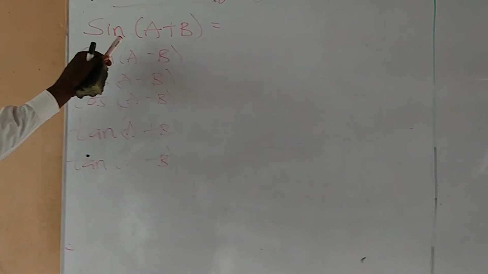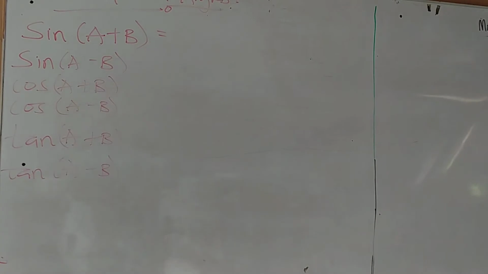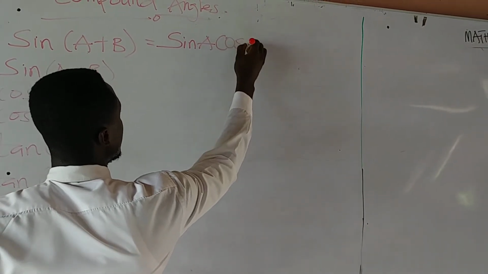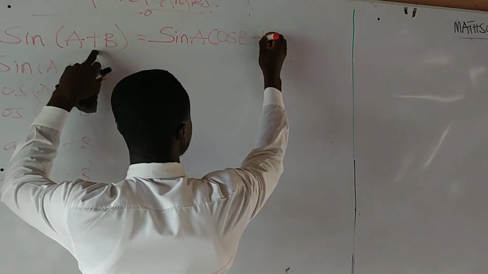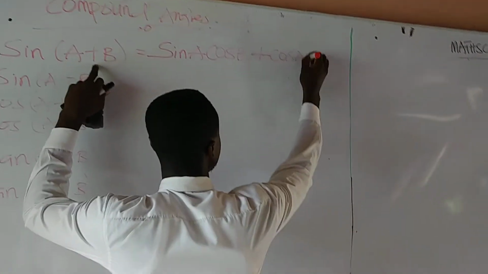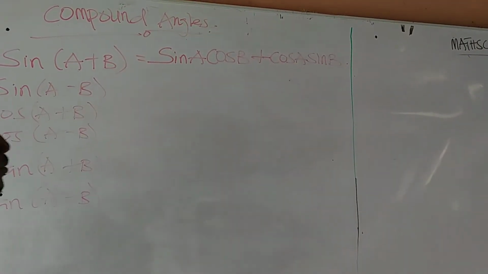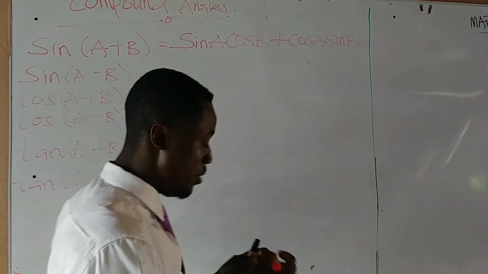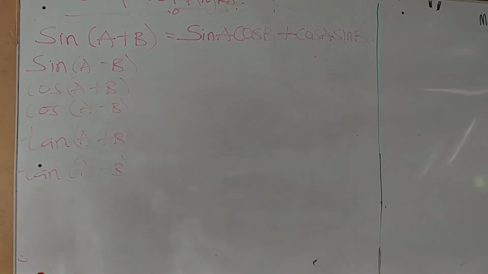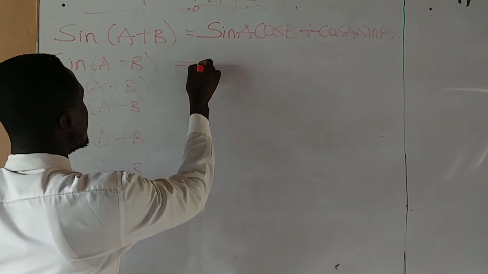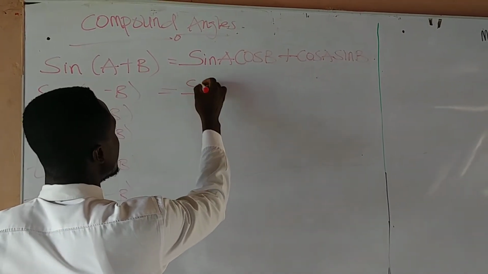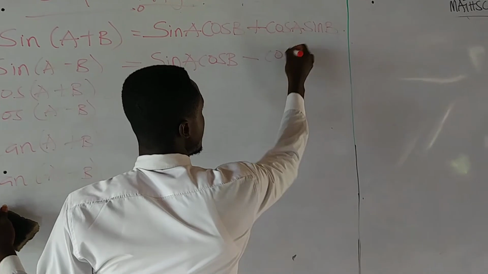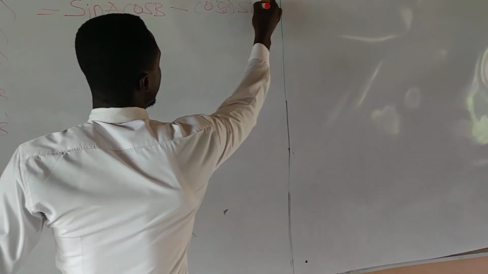Now, if you have sine A plus B, this can be expanded as sine A cos B plus, to bring the operation sign, cos A sine B. Sine A plus B is the same as sine A cos B plus cos A sine B. Now, sine A minus B is the same as sine A cos B minus, you maintain the operation sign, cos A sine B.